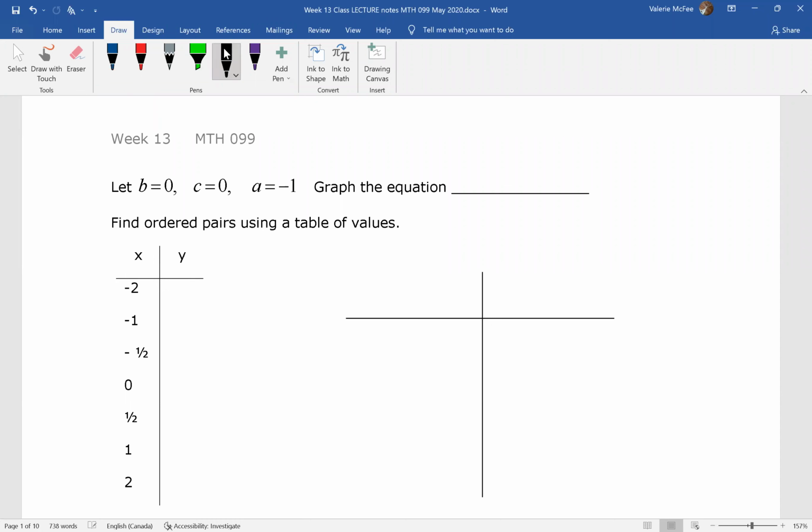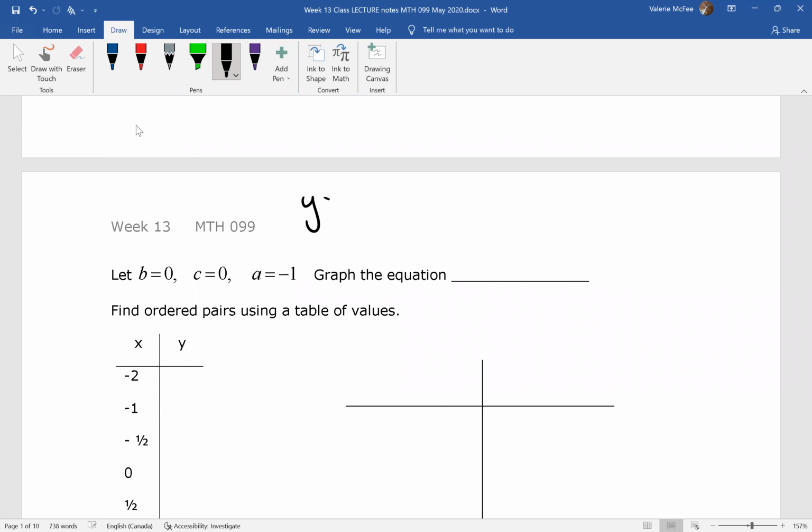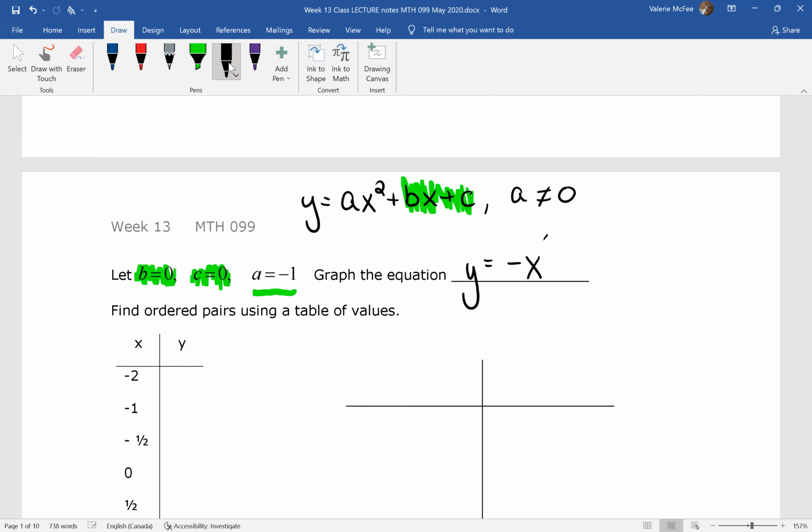Now, again, let's think about that equation in standard form. Remember that a cannot equal 0. We have to have our x squared. Again, we're going to let b equal 0, so this term is 0. We're going to let c equal 0. This term is 0. But this time we're going to let a equal -1. So we're going to graph the equation y equals -1 x squared.